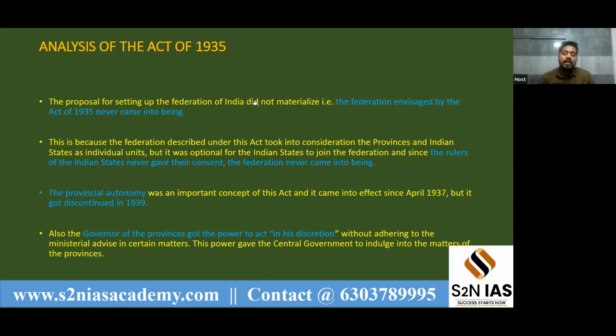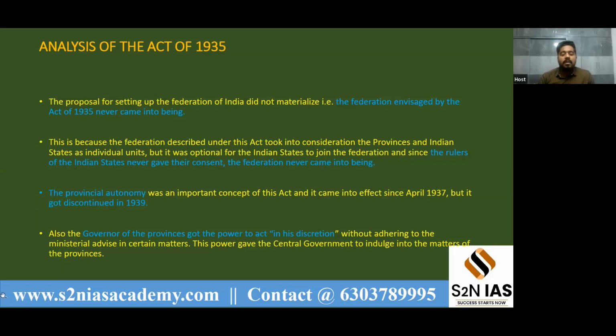The proposal for setting up the Federation of India did not materialize. That is, the federation envisaged by the 1935 Act never came into being because the provinces and the princely states were put in the same place. If you wanted to start the Federation of India, provinces and the princely states were given equal importance. This was not liked by the princely state kings. They wanted separate treatment for the princely states. That's why this did not become a reality.